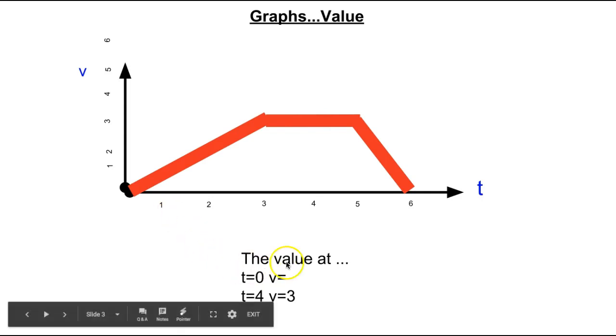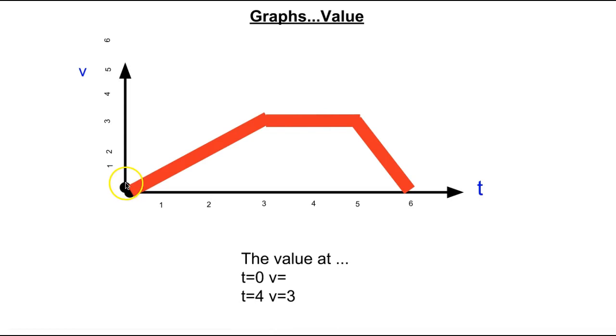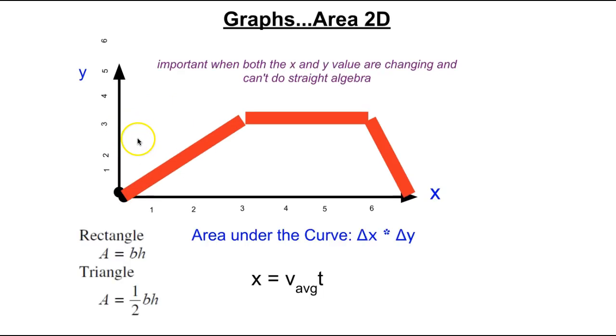All right, and so you kind of just look here. So at time 0, what is the value at 0? Oh, look, the red line matches 0 velocity. All right, time 4, match it up, 3 meters per second. All right, so this just kind of keeps a good idea. This is going back to Algebra 1, so super simple stuff here.